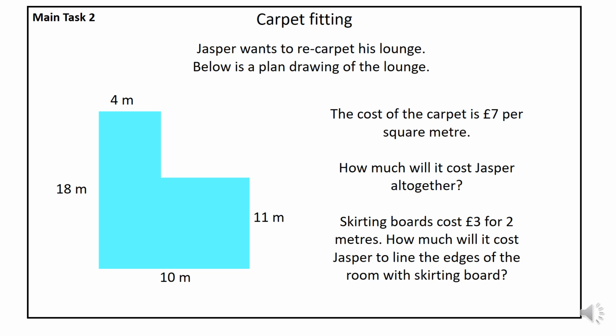And then there's an extra additional question. Skirting boards cost £3 for 2 meters. How much will it cost Jasper to line the edges of the room with skirting board? So remember the difference between carpet and skirting board. With carpet, obviously we're using area. With skirting board, I want you to think about what it is exactly you're using, and obviously what the cost will be for the skirting.